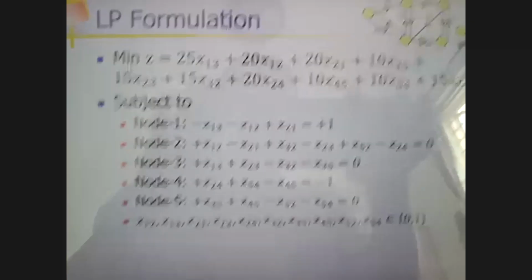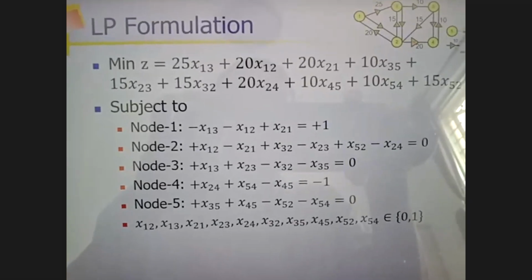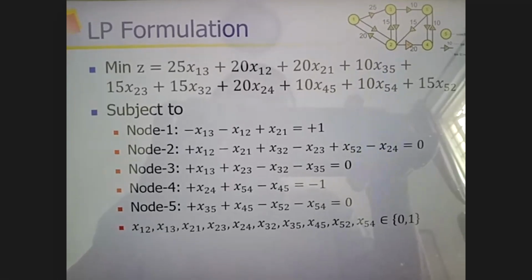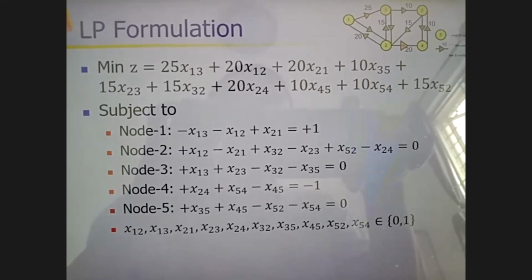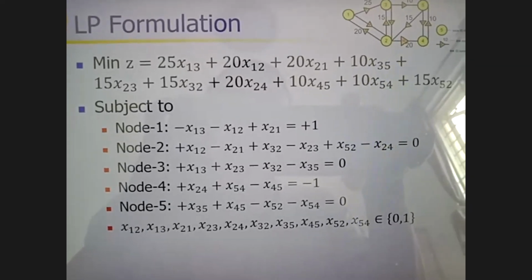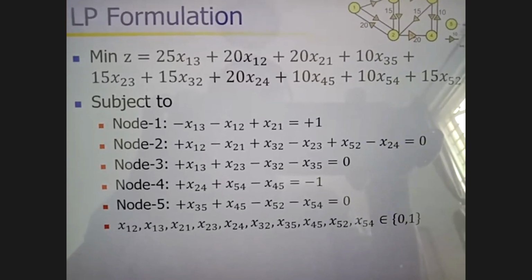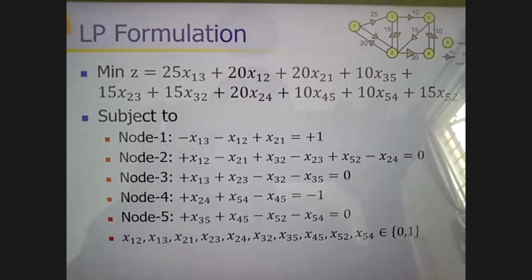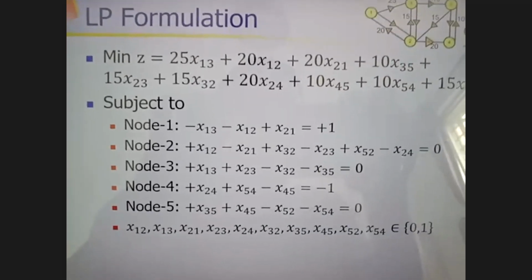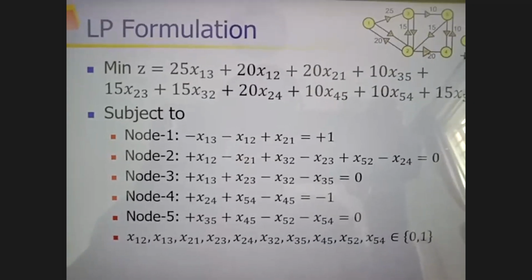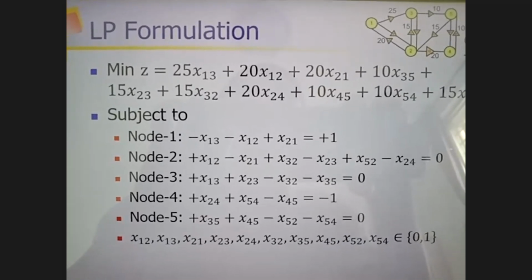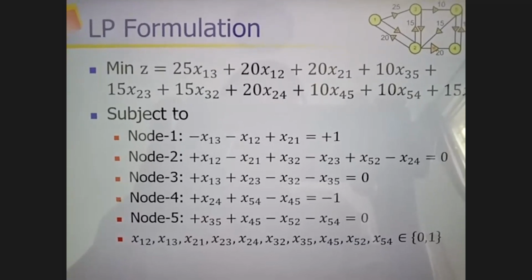This is what you will do today. You will get the cost multiplied by the x, subject to, for each node, you put it into an equation, similar to the transshipment problem last week. This is the equation that you need to create for each node.